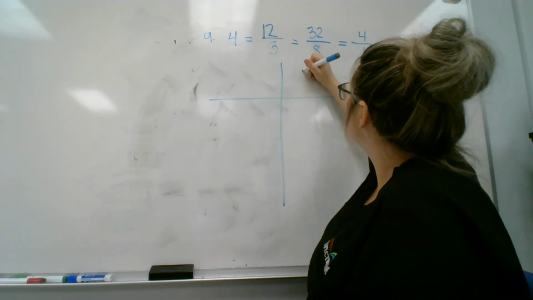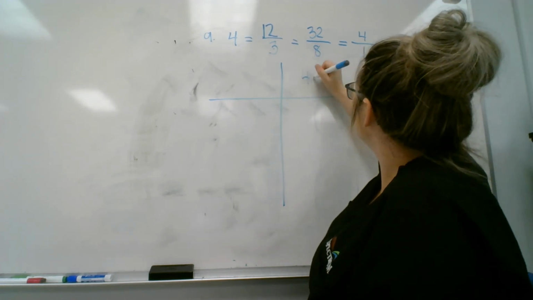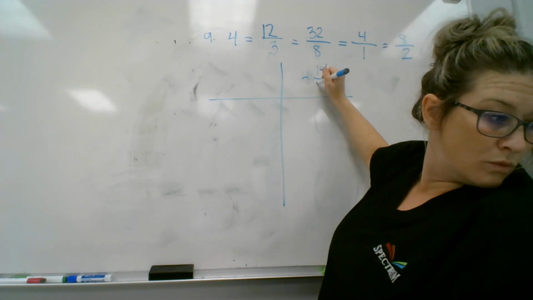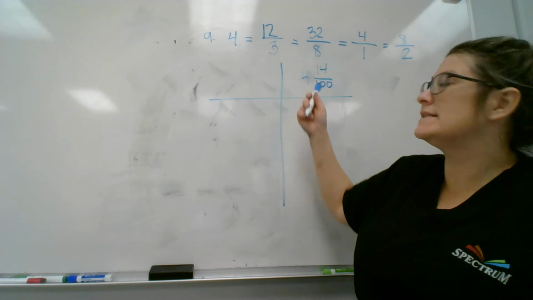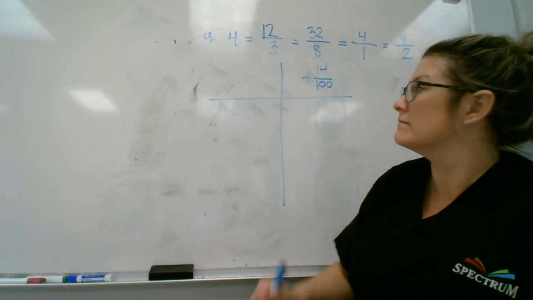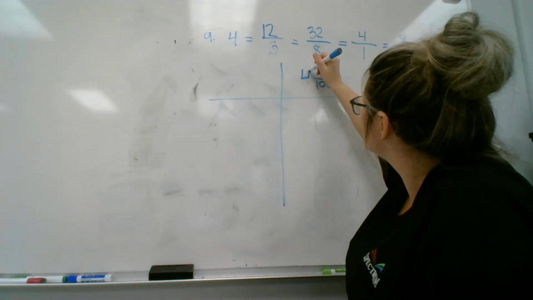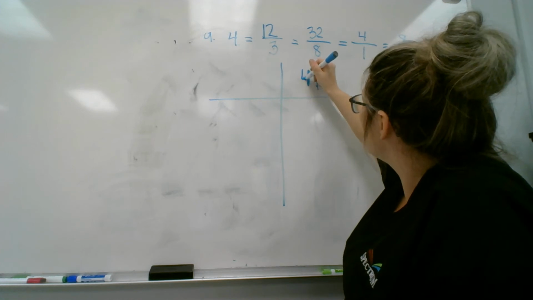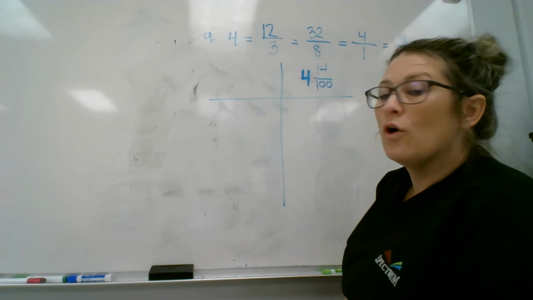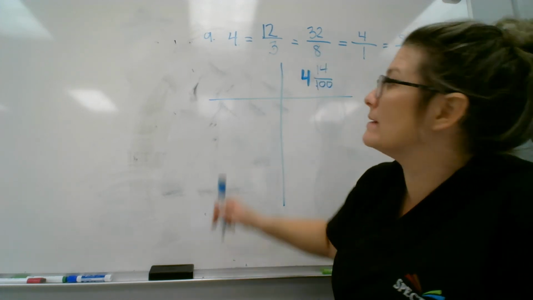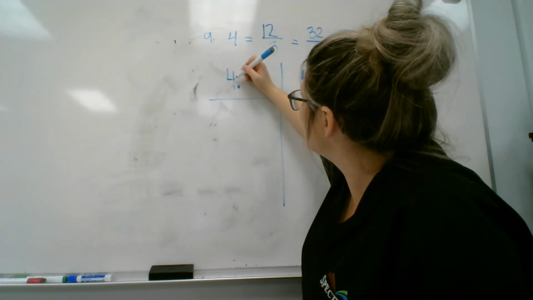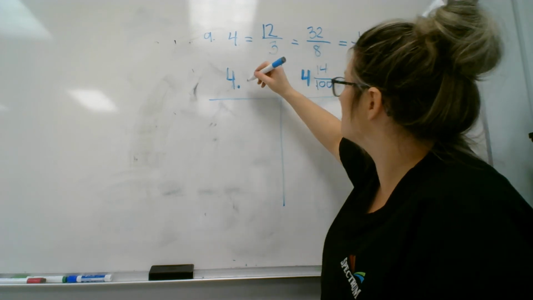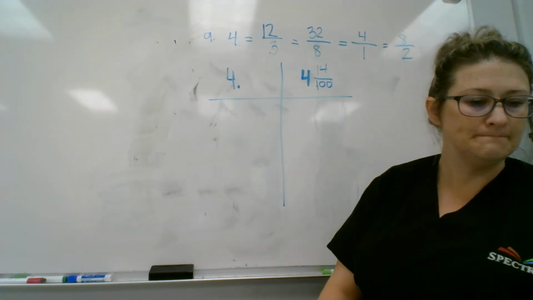I have 4 and 14 over 100. All right, so this is going to help me write my decimal number. These are my fractions, and I have to rewrite it as a decimal. Remember, my whole number comes in front of the decimal, so I'm going to start with 4 and a decimal, because that's my whole number, 4 and a decimal.